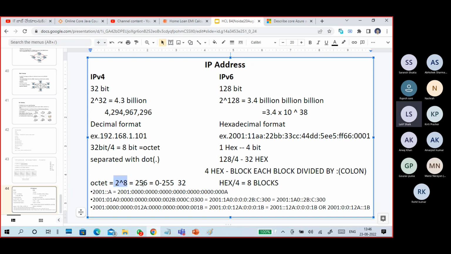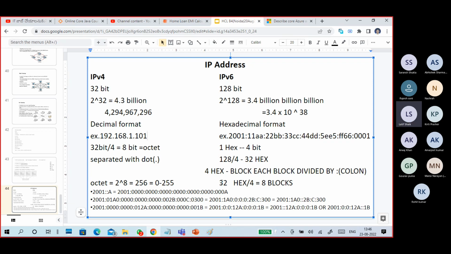2 to the power of 8 is 256. Okay, so 256 means 0 to 255. So each octet range is 0 to 255. So 0 to 255 is the range.